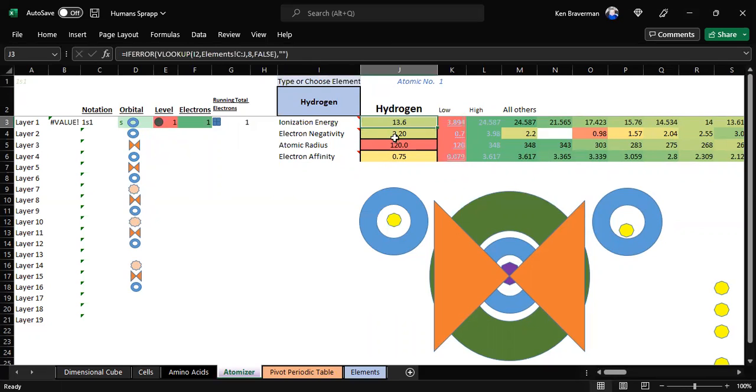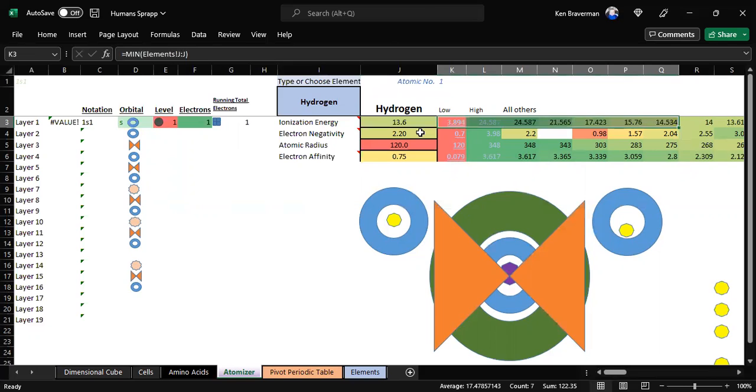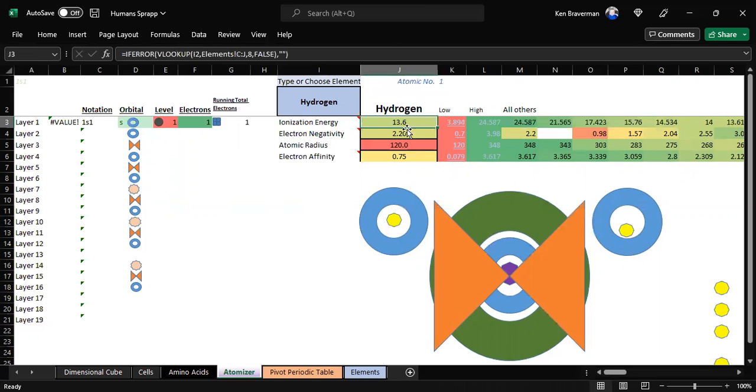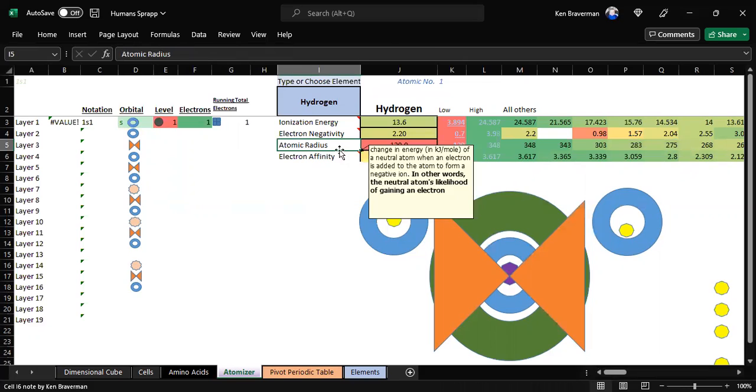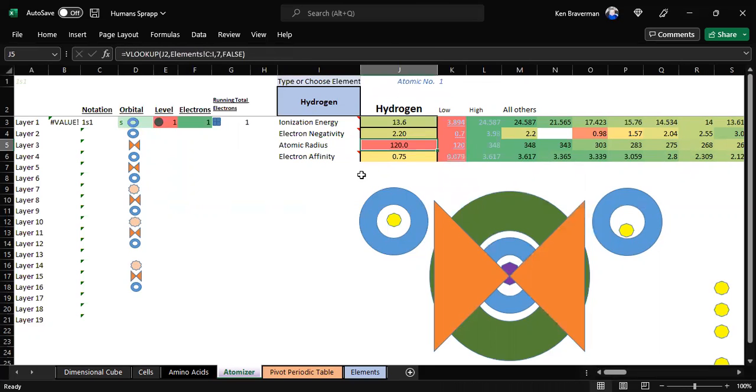Well, there's a number here, and it's a measurement number, and it's also color coded, meaning when it's green, it's going to be larger compared to all of the other elements on the table. It's going to be one of the largest ones if it's a green shade. If it's a red shade, it means it's going to be one of the smallest numbers compared to all of the other elements as a sample. So like hydrogen's atomic radius, extremely small, kind of makes sense. It's the first element on the list.